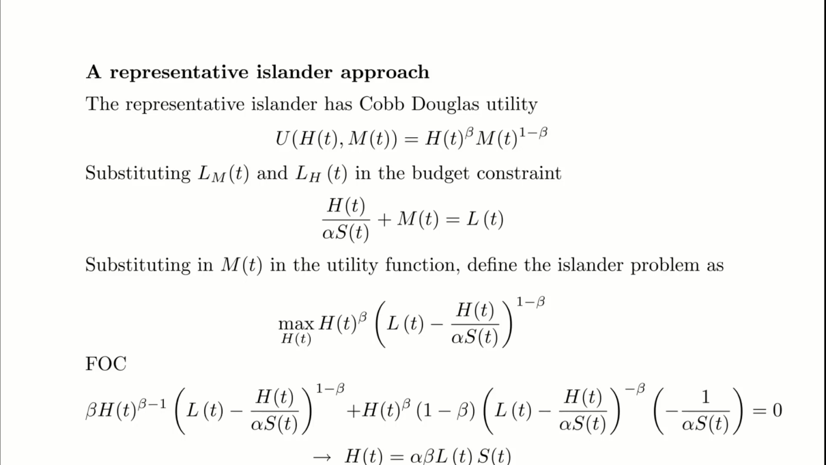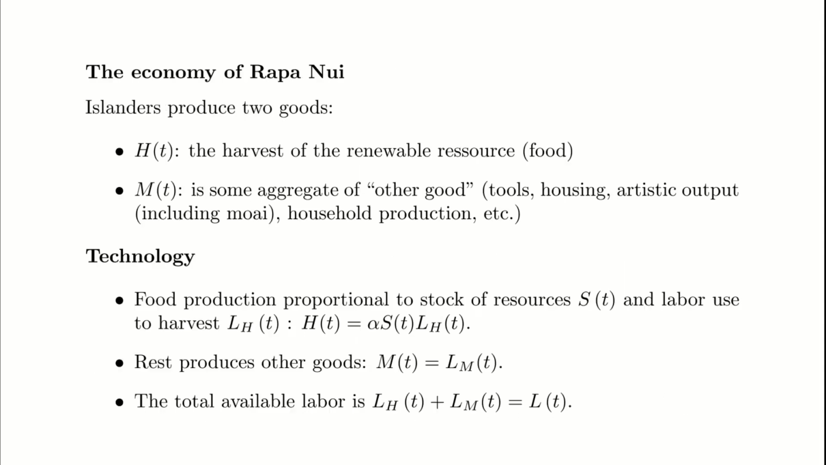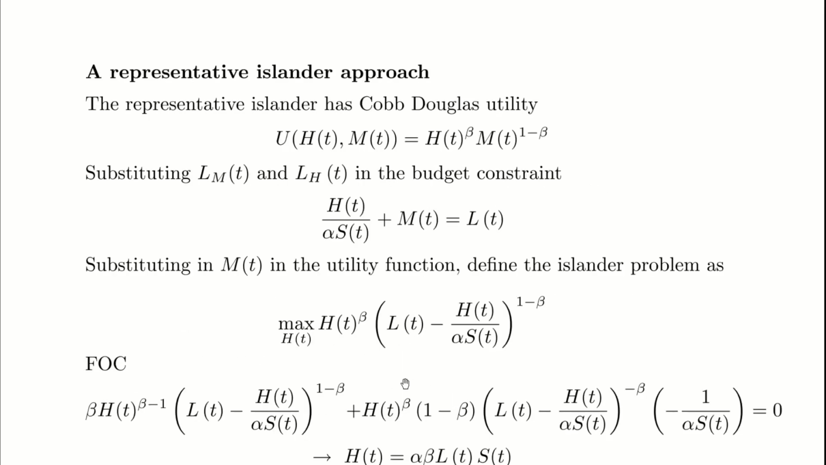To make our lives easier, we may use our previously defined labor endowment and substitute what this labor allows this representative islander to produce. So we may substitute L sub H by H divided by alpha S, and we may replace L sub M by M. This resulting budget constraint can be thought of as expressing opportunity costs. For instance, the opportunity cost of the representative islander to have 1 extra unit of harvest H is to lose 1 over alpha S unit of other good M.